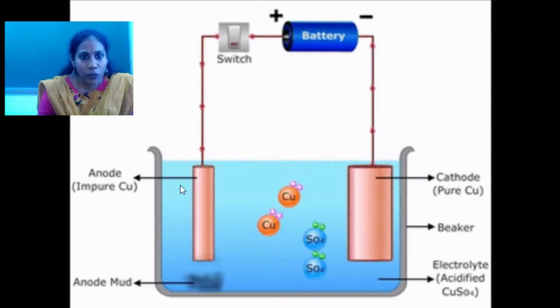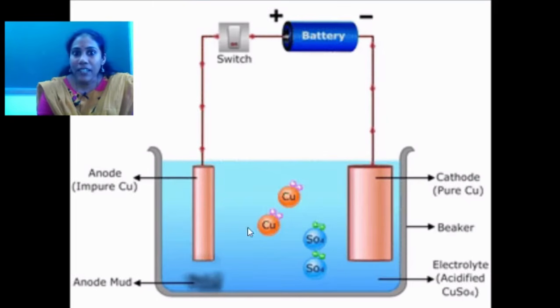It's impure copper. All the copper atoms which are there here will come into the solution. From the solution it will go to the cathode and there it will deposit. That is the reason the size of the cathode will be more and the size of the anode will be less. And one more thing I told you: some of the impurities present here will come into the solution and get deposited. I told you, that is called anode mud.